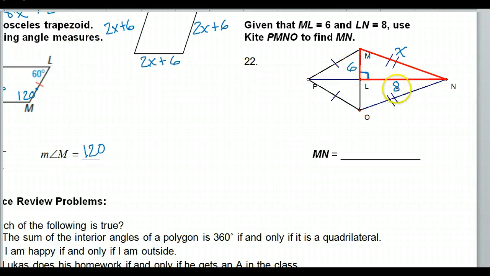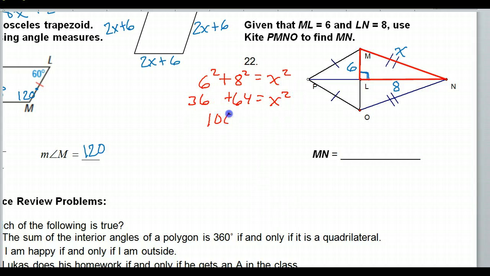So leg squared plus leg squared equals hypotenuse squared. So I'm thinking 6 squared plus 8 squared is equal to x squared. So that's going to be 36 plus 64 is equal to x squared. 100 is equal to x squared. Take the square root of both sides, and x is 10. Okay, so MN is 10. Alrighty then.